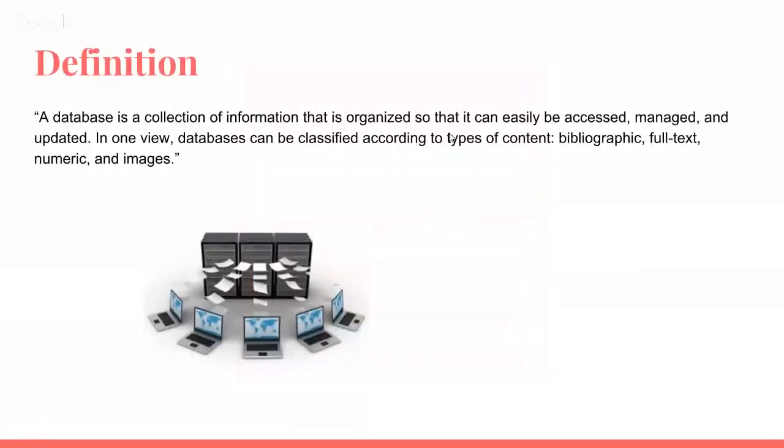So before we begin, just a brief definition. A database is a collection of information that is organized so that it can easily be accessed, managed, and updated. In one view, databases can be classified according to types of content: bibliographic, full text, numeric, and images.